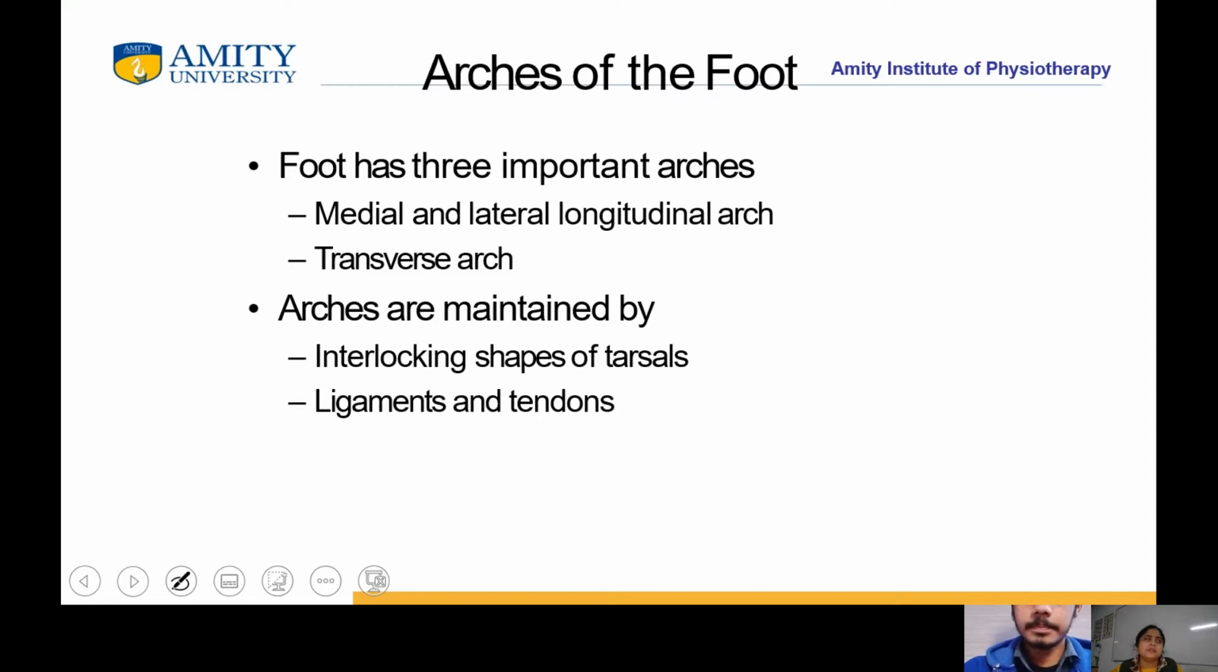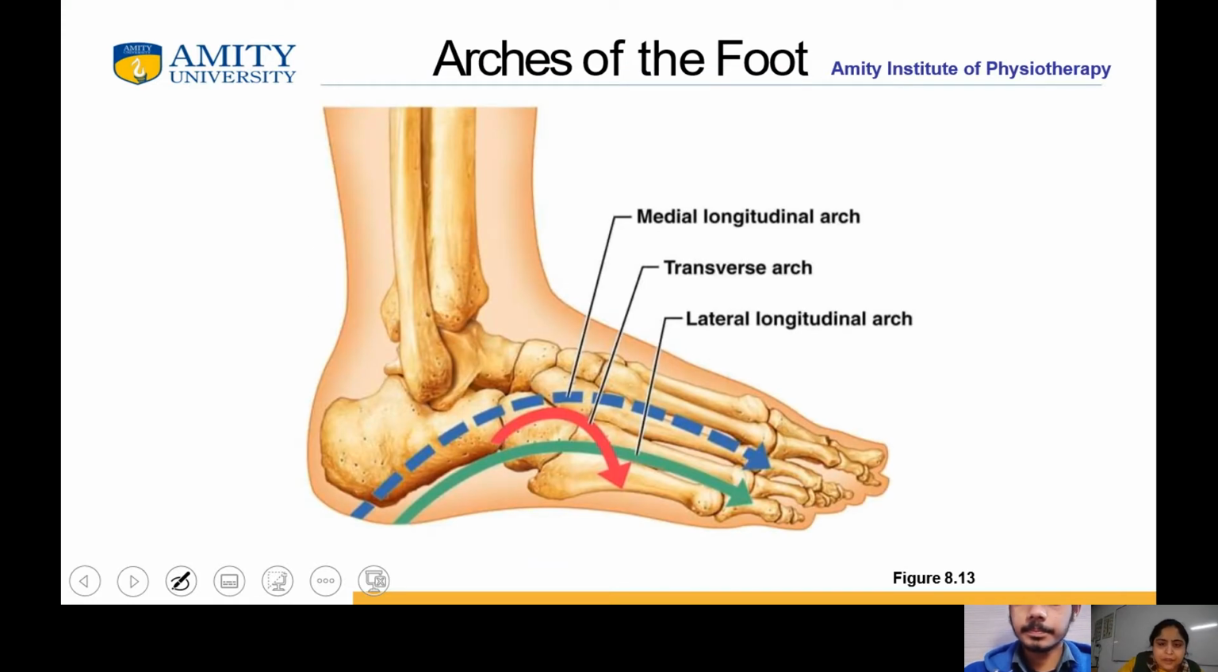Now, why do we need arches? We need arches because we have to walk on uneven ground surfaces. So the arches are maintained and they bear the weight easily also. The arches are maintained by interlocking shapes of the tarsals, ligaments, and tendons. So this is the medial longitudinal arch, this is the lateral longitudinal arch, and this is the transverse arch.